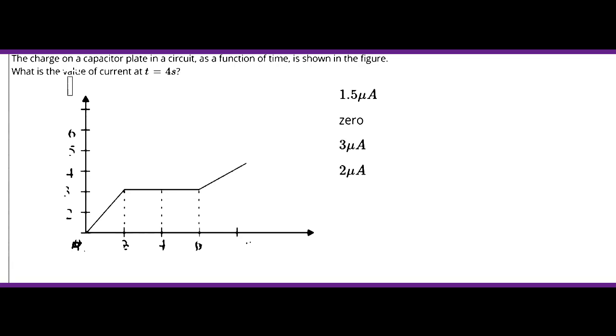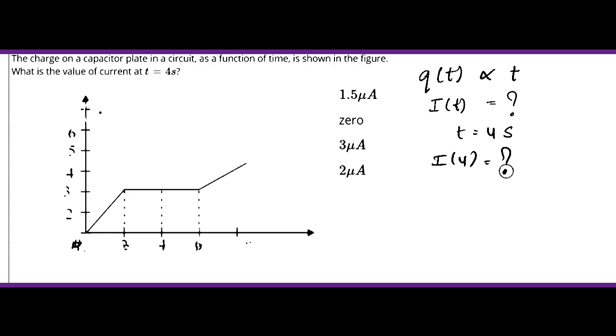Hello, we are given a question, and the question says the charge on a capacitor plate in a circuit is a function of time, that is, dependent on time, as given by the question. What is the value of the current at t equal to 4 seconds? So we have to find the value of current at t equals 4 seconds. So that means I of 4 is what?